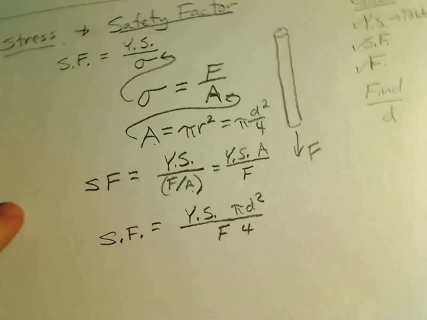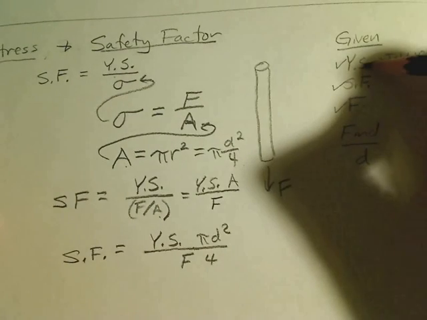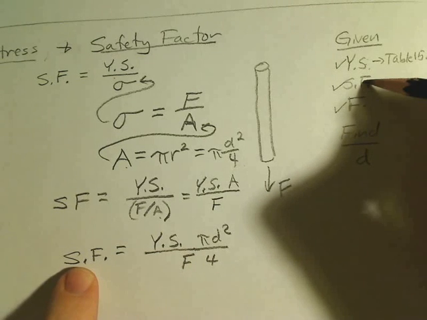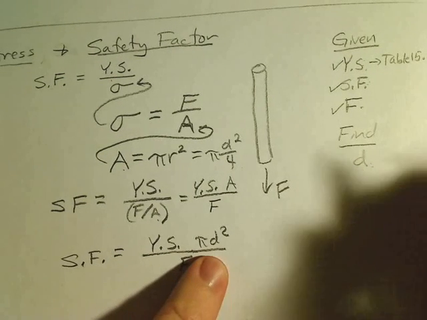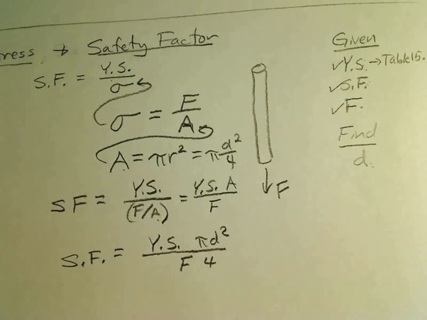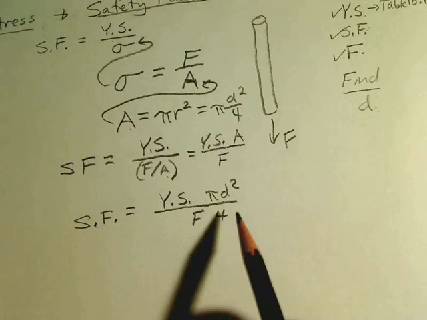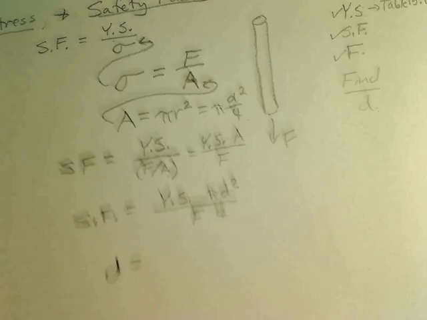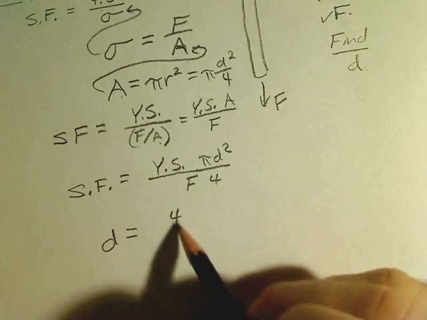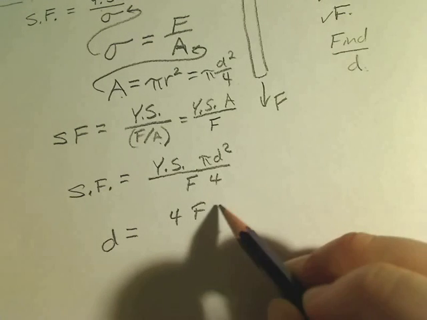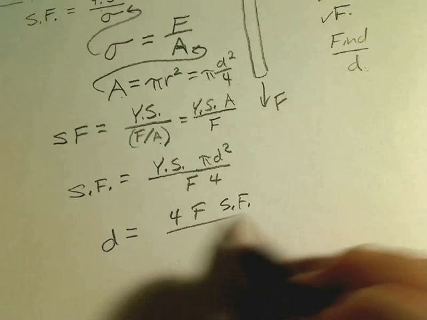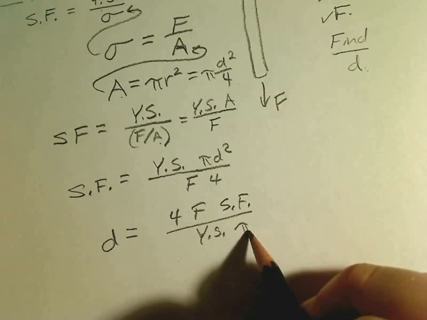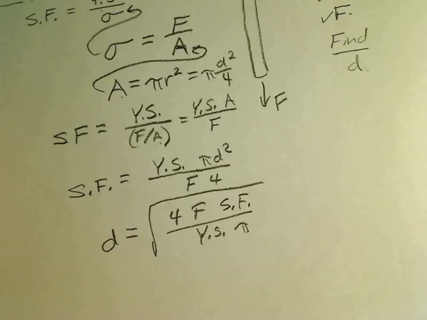Now the reason that we did all of this is because we're given yield strength right there. We know what the force is, we know what the safety factor is, but the unknown is typically the diameter of the rod. So if you solve for the diameter of the rod, you have to be able to do the algebra steps for this. I'm going to do it all in one step. And, excuse me, it's going to be 4F times safety factor divided by yield strength times pi. Doing this all in one step, square root.